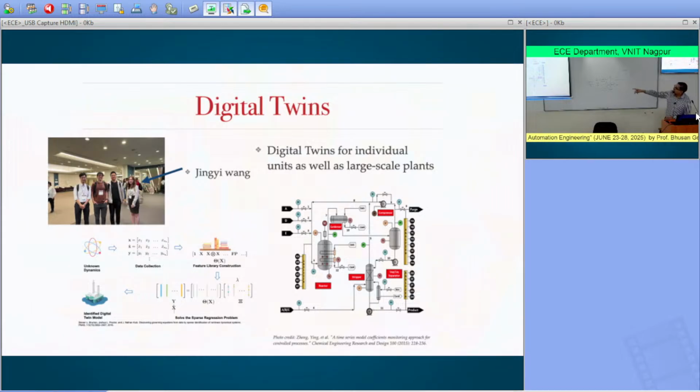And that is Jingyi Wang. She did her thesis. She just finished it a month ago on digital twins for individual units as well as large-scale plants. She came up with.